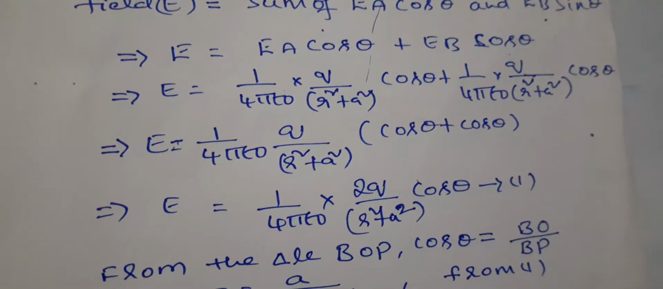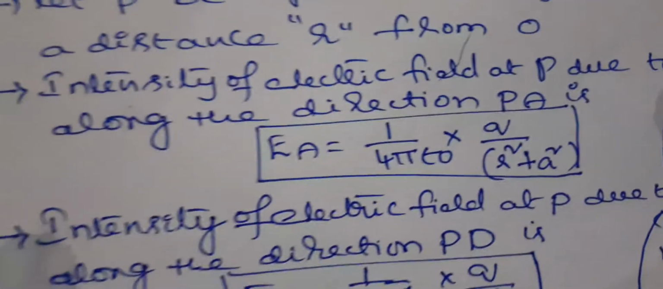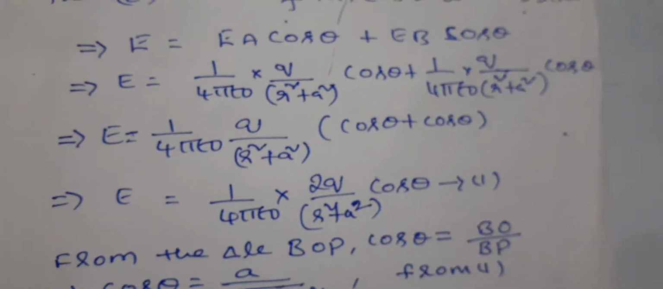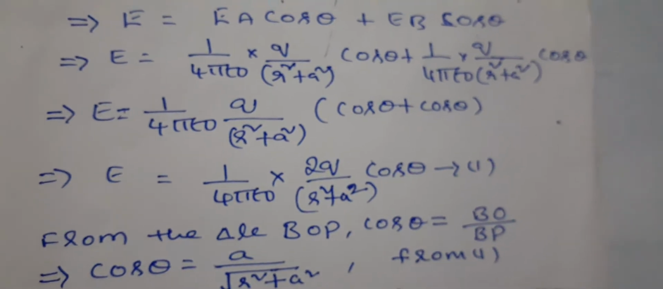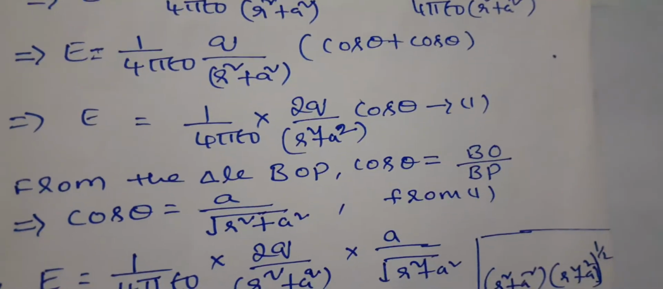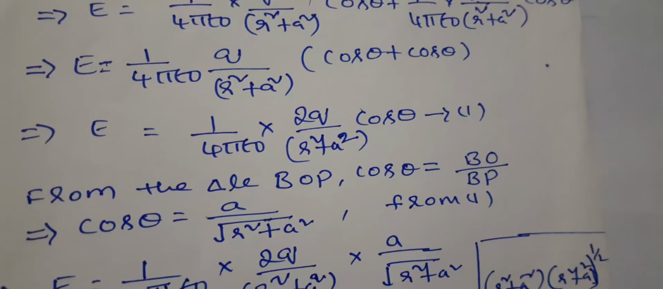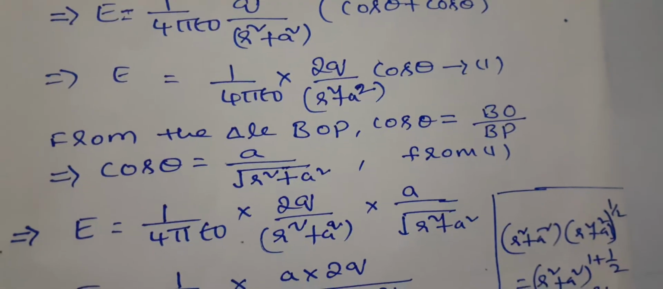But we know that EA and EB are taken from the previous equations. So these two are substituted here. Now 1 by 4 pi epsilon naught q by r square plus a square is taken out common. Now we get cos theta plus cos theta, so that is 2 cos theta. So it can be written as E equal to 1 by 4 pi epsilon naught 2q cos theta by r square plus a square.